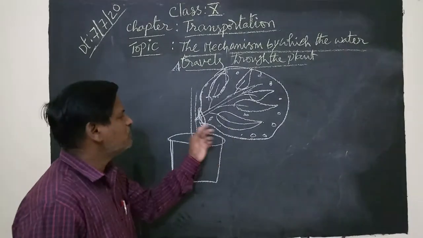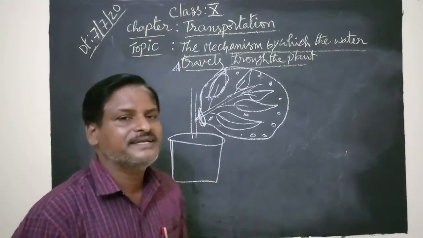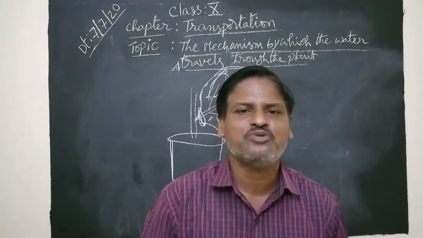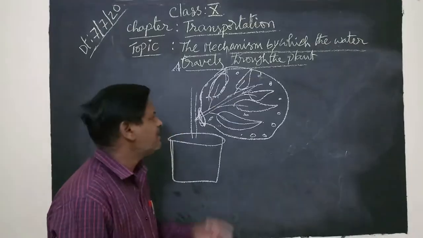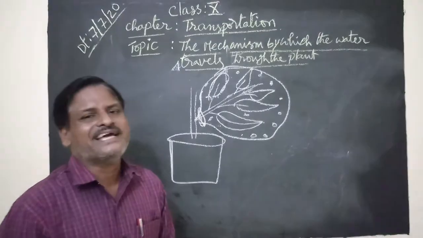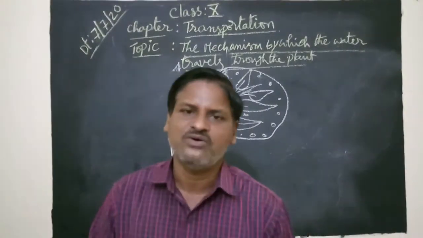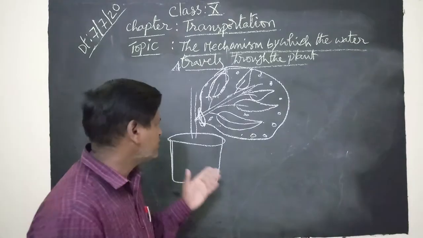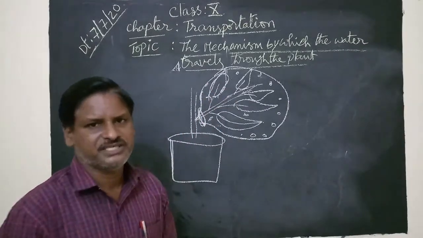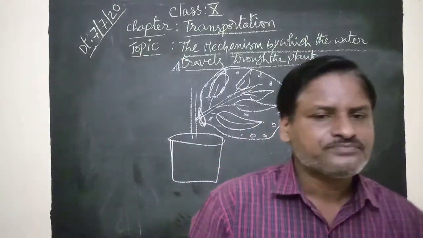So if you touch it, it is wet inside the polythene cover. So for that reason, we can prove that through the transpiration, the water is coming out. This picture is given in our textbook, but he did not explain, children. Actually, this is the explanation. Okay, children.